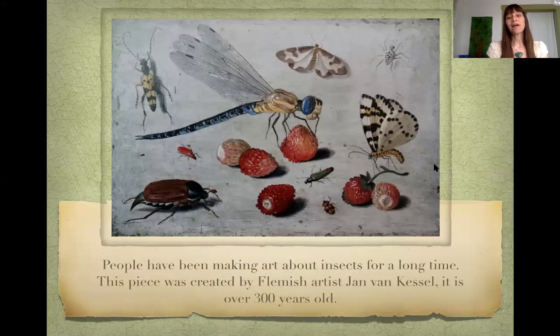People have been making art about insects for a long time. This piece was created by Flemish artist Jan van Kessel. It is over 300 years old. What insects do you see here? What are they eating?